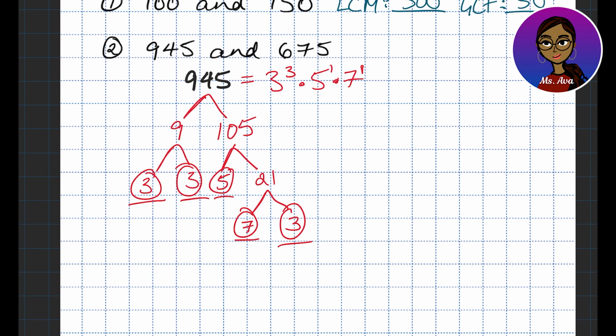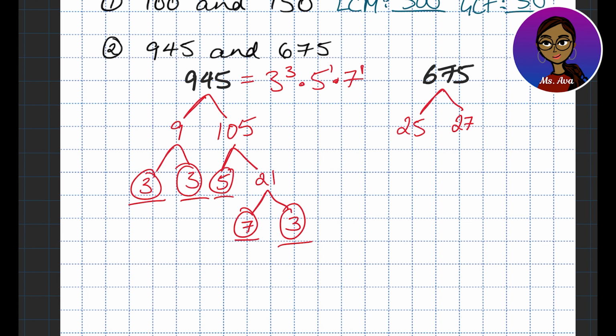Then let's do the other one as well. 675, we break this one down. And two numbers that multiply to give us 675, well, there is 25 and 27. And I know that because I'm thinking of quarters. How many quarters can go into $6.75? That's going to be 27 quarters. So that's how I was thinking of that.